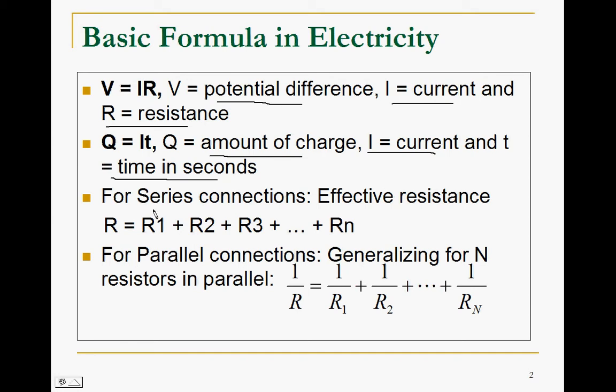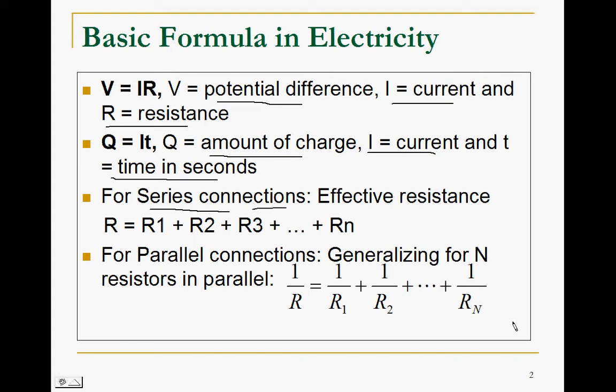Also need to recap on this. For series connections, the effective resistance will be R1 plus R2 plus R3 all the way until you have N resistors connected in series. For parallel connections, the general formula will be 1 over R equals 1 over R1 plus 1 over R2 plus 1 over R3 all the way until you have N resistances.